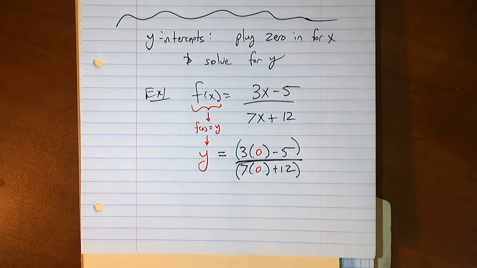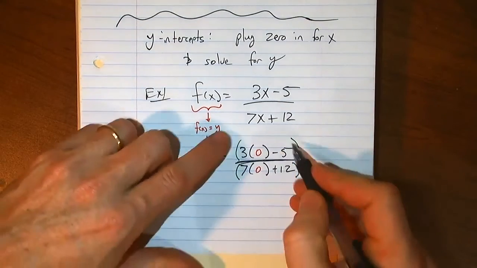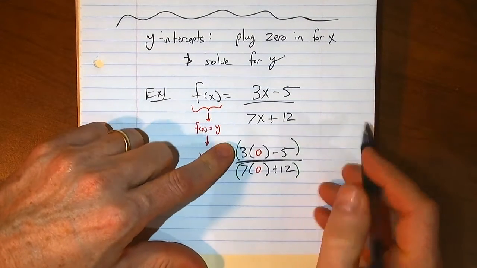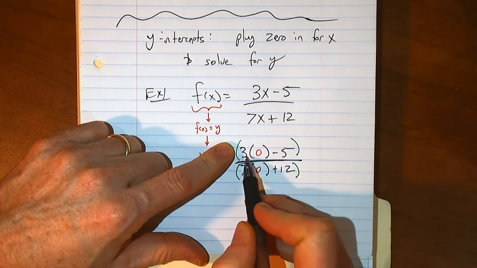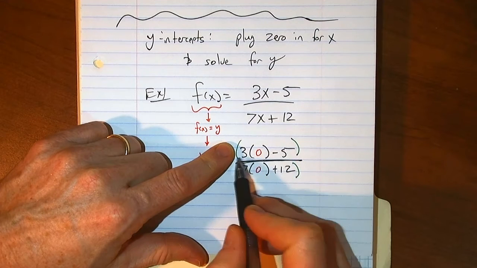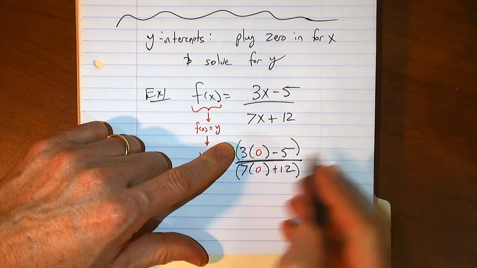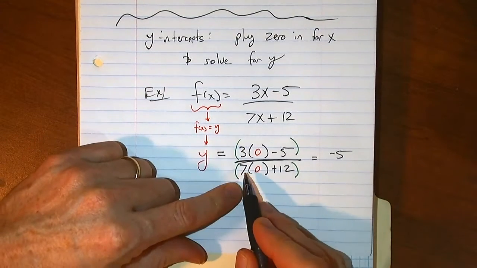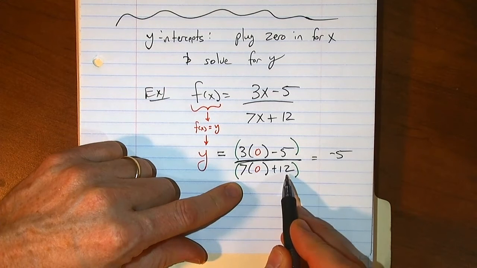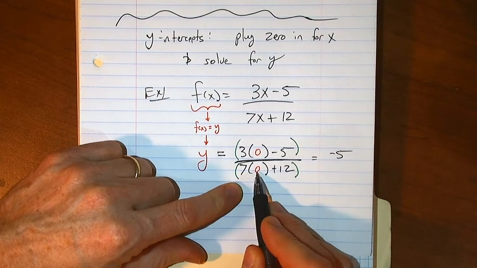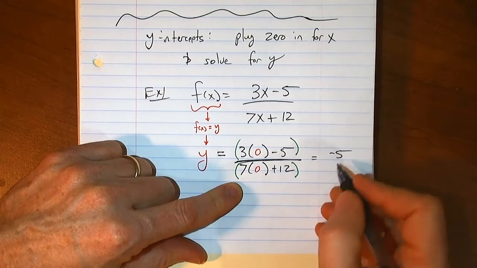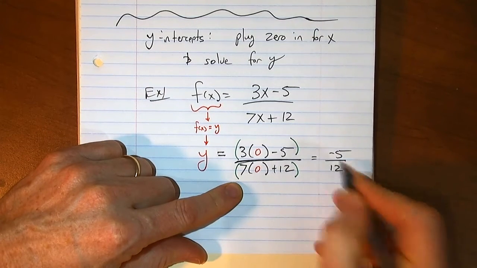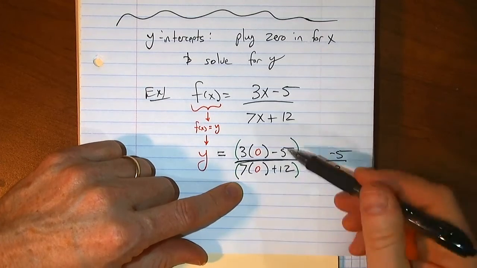So we have to do those separately, and we have to do them first because grouping symbols come first in the order of operations. So in the top, inside of these green parentheses, I've got a 3 times 0 minus 5. So multiplication comes before subtraction. So I'll do 3 times 0, that's 0, minus 5. So I get minus 5 in the top. Then I do the bottom. 7 times 0 plus 12. Multiplication comes first, so 7 times 0 is 0, plus 12. 0 plus 12 is equal to 12. So I get 12 in the bottom.